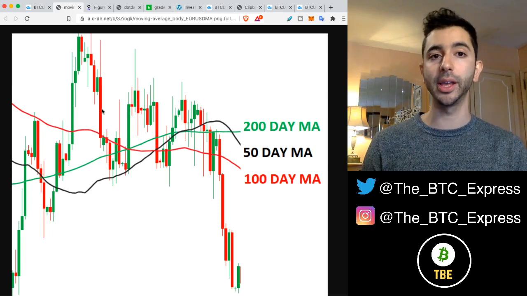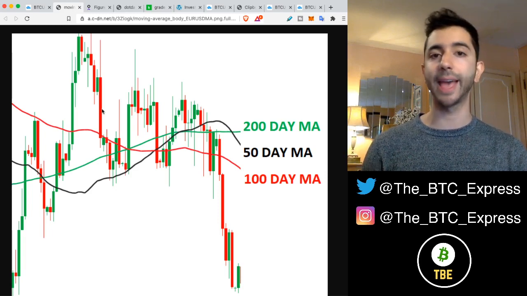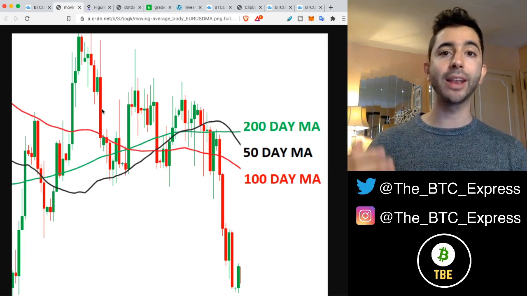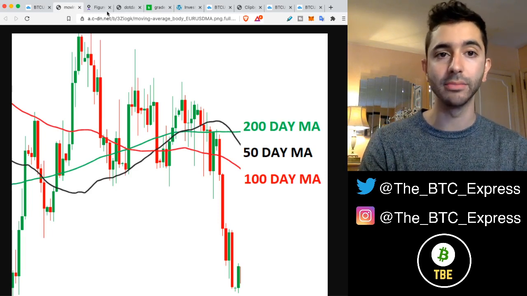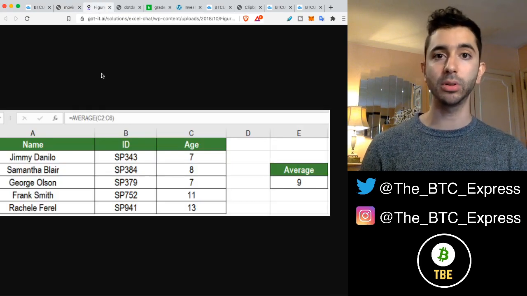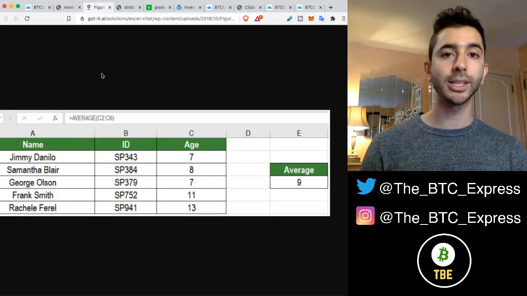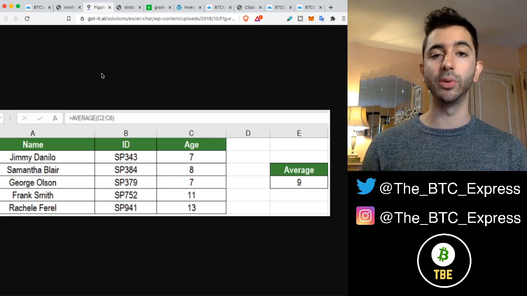And how is it calculated? Pretty simple. You take the number of days that you are getting the average for this asset. Let's say it's Bitcoin, 10-day moving average. You add up the price of Bitcoin over those 10 days and divide it by 10. It's that simple. Just like you would get the average age of 5 people: you take 7 plus 8 plus 7 plus 11 plus 13, divided by 5, and you get 9. Very simple. This is how you get the moving average.